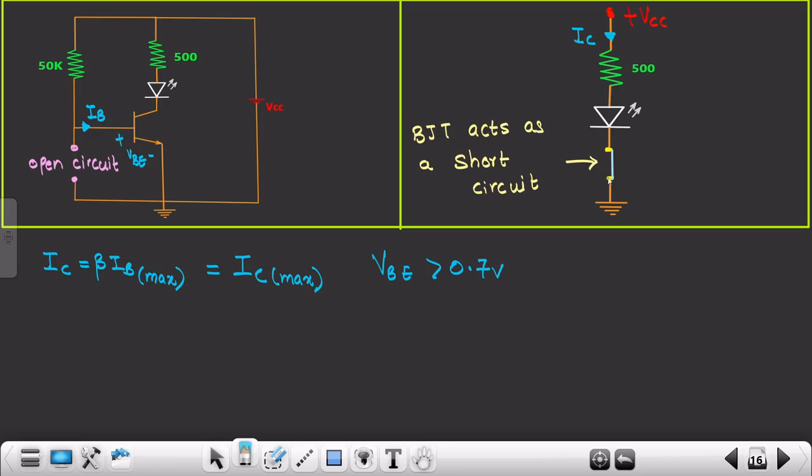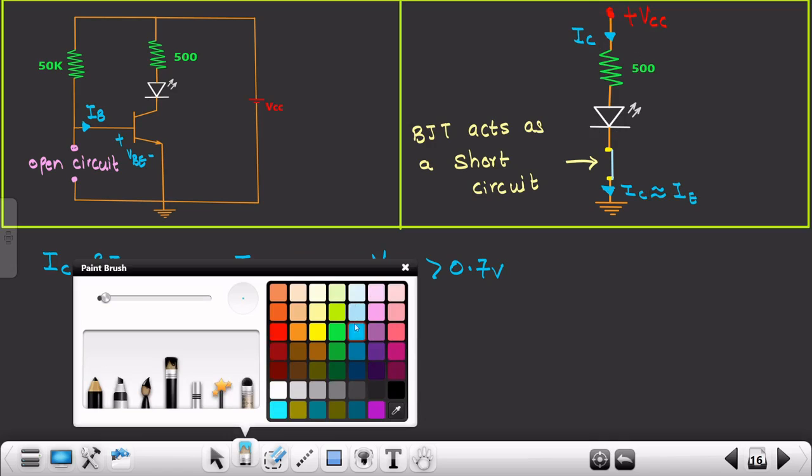And since IC flows from collector to emitter, that means what? It is flowing from VCC to ground. And we all know that IC is almost equivalent to I. There's hardly any difference. Since this particular IC is flowing from VCC to ground, obviously this LED is going to be on. It would be in on condition.